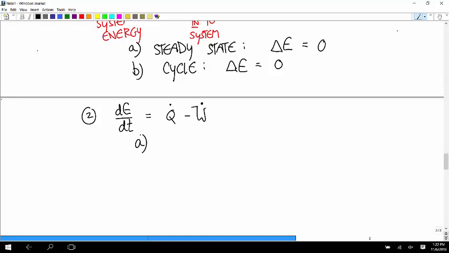And this one, there's no such thing as a cycle if you're dealing with a single instant, like this equation does. So we only have this steady state. But if you're in steady state, then the rate of change with respect to time of the energy is 0. There's no change in the system's energy over time.